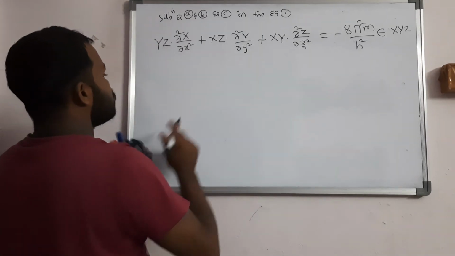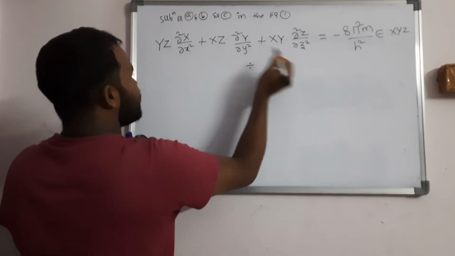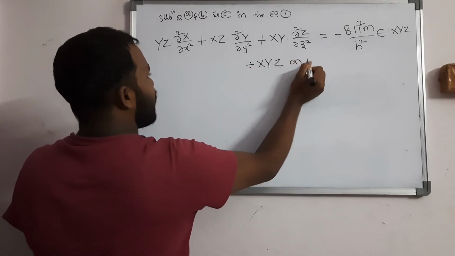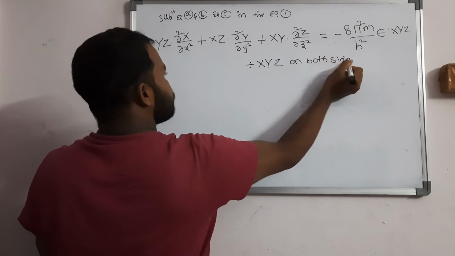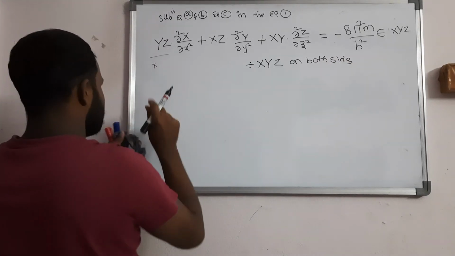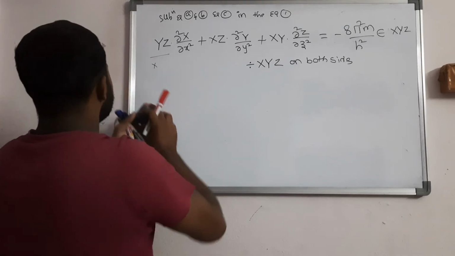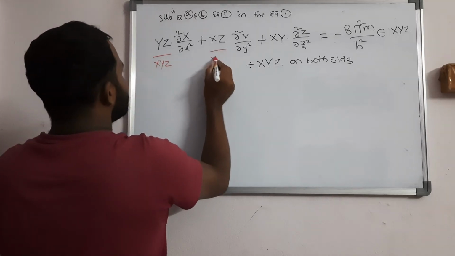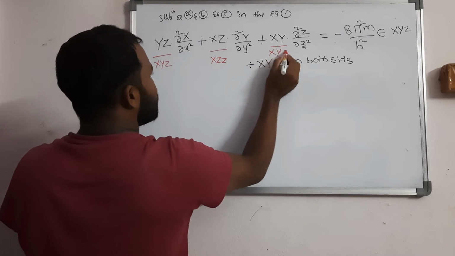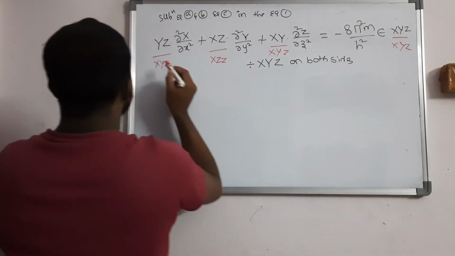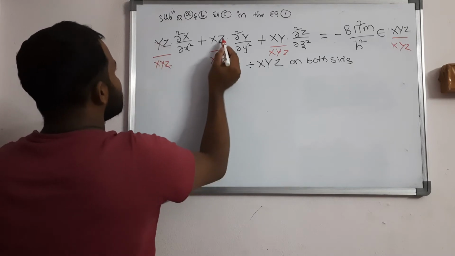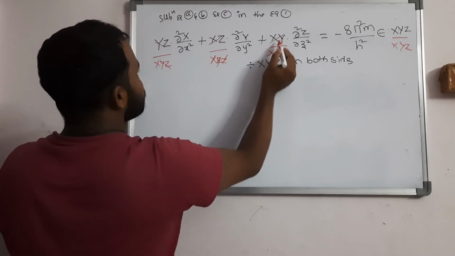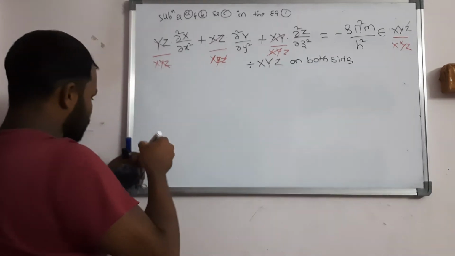So now what will you do? Divide the left side and right side by XYZ. If you divide by XYZ on both sides, YZ cancels and you get only 1 by X, XZ cancels and you get 1 by Y, XY cancels and you get 1 by Z. So here it gets cancelled, and you can write it directly.